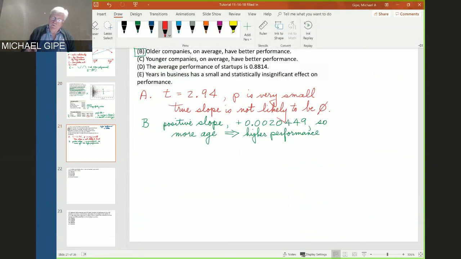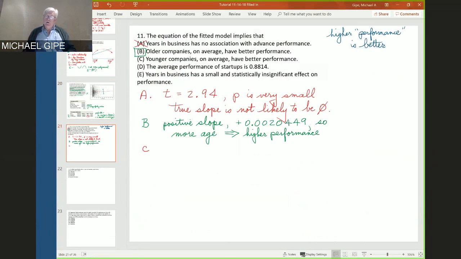Let's go back and look at the rest of them, see why they're wrong. Younger companies on average have better performance. No, this is the opposite of B, the correct answer. This would mean that you would have a negative slope, negative B1, which is not the case. So that's not correct. How about the average performance of startups is 0.8814? What's a startup? It's a company that has a small age or low number of years in business.